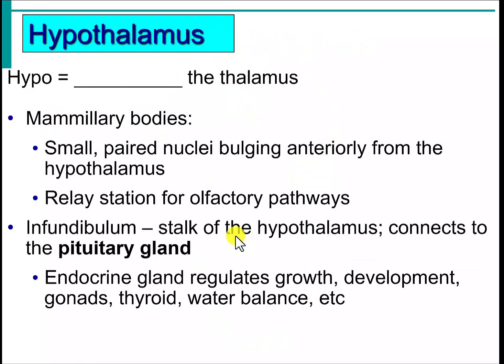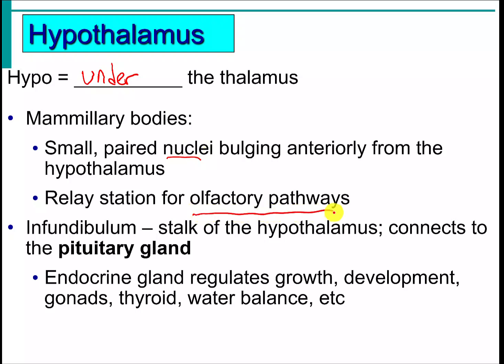So the diencephalon consists again of the thalamus, the hypothalamus, and the epithalamus. Hypo, as you remember, means under. So the hypothalamus is under the thalamus. In this area, you can see mammillary bodies, which in humans are 2 small paired nuclei. Remember, nuclei means bunches of cell bodies located in one area within the CNS. And these mammillary bodies kind of bulge anteriorly. They are relay stations for olfactory pathways.